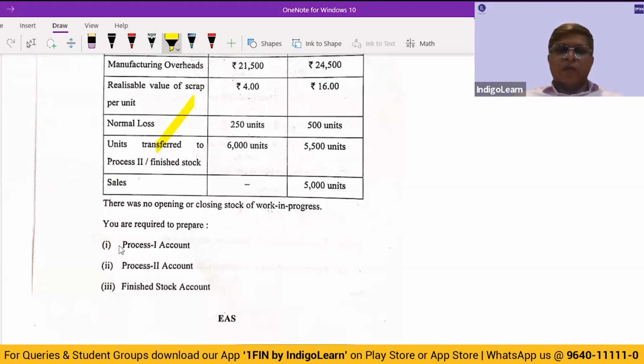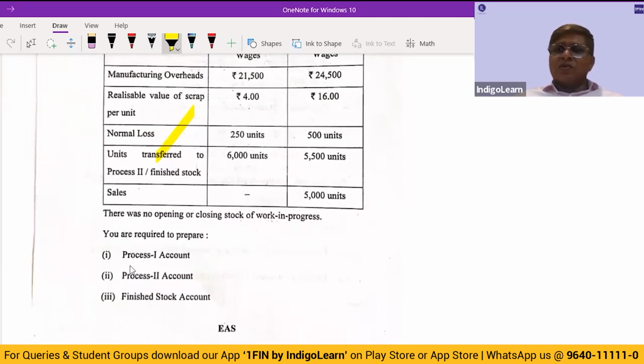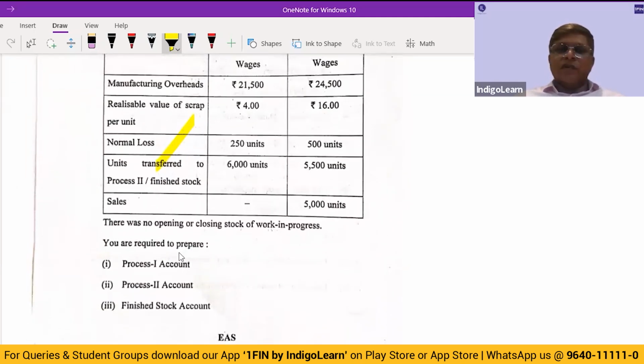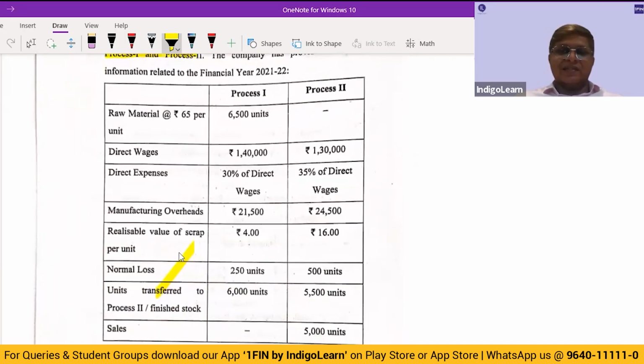What are we required to do? We are required to prepare the process one account, process two account, and the finished stock account. So this is a really simple question for 10 marks. I think a student should jump for joy if we get questions like this.